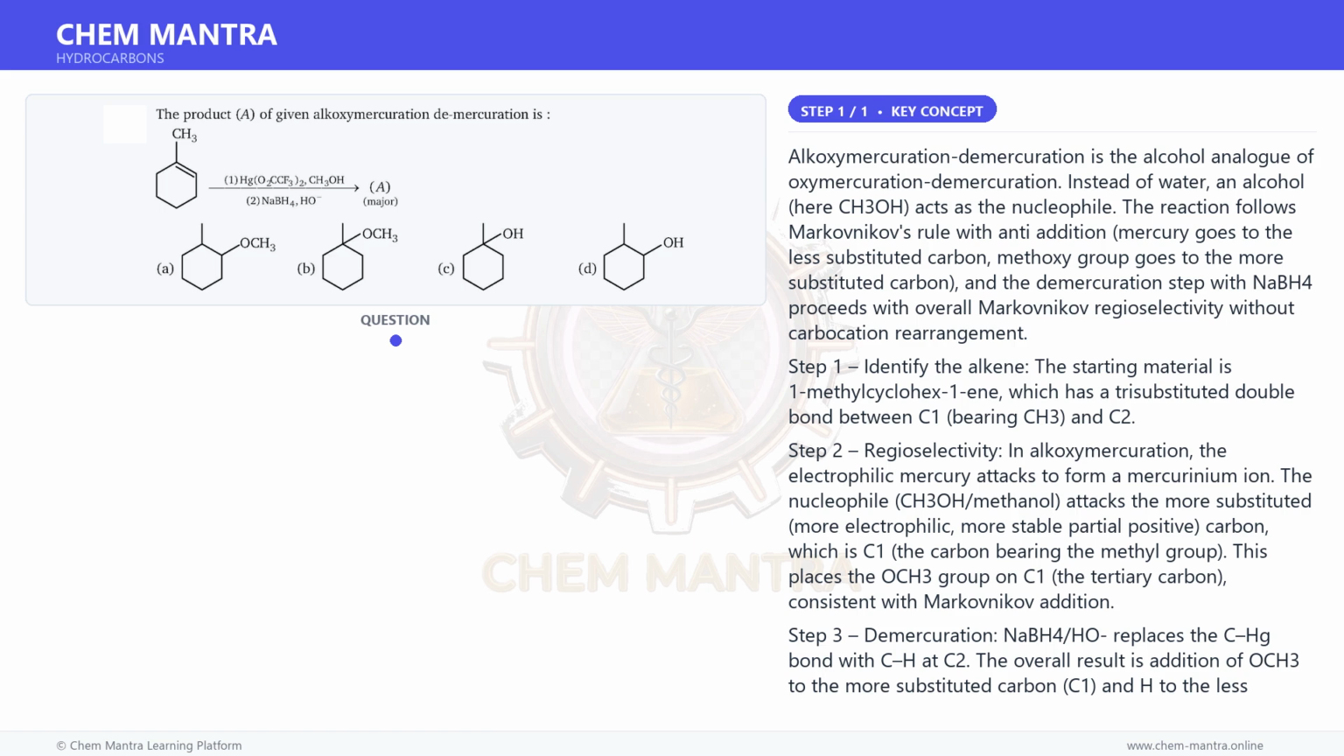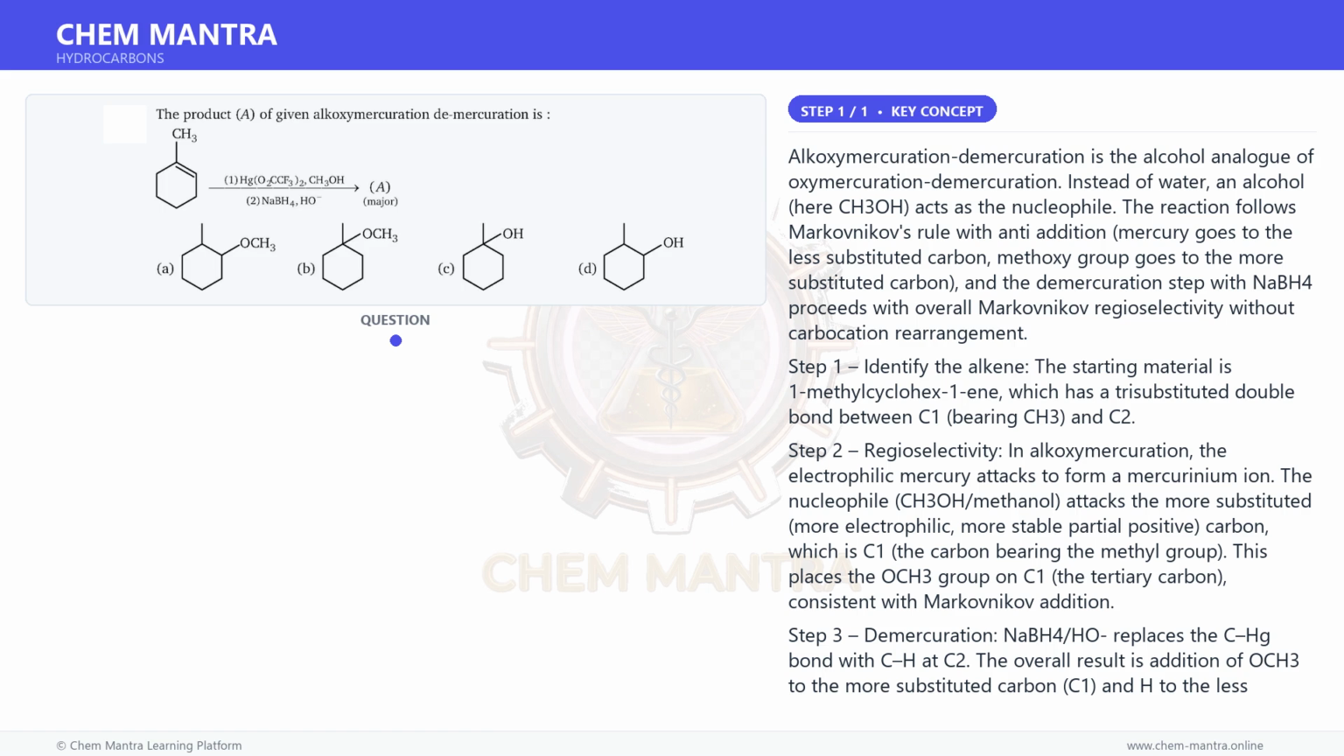Step 2. Regioselectivity. In alkoxymercuration, the electrophilic mercury attacks to form a mercurinium ion. The nucleophile, CH3OH, methanol, attacks the more substituted, more electrophilic, more stable partial positive carbon, which is C1, the carbon bearing the methyl group. This places the OCH3 group on C1, the tertiary carbon, consistent with Markovnikov addition.